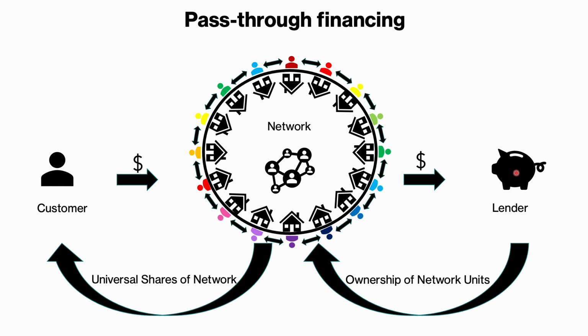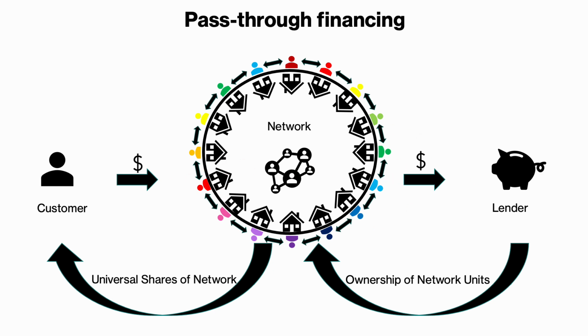Once they record the transaction and we see the reduction in principal, we issue shares of the network. The network gets the ownership stake, but then the customer gets universal shares of the network. So basically, as the network earns equity, it issues shares of the network to the customer. We take the money from the customer, give it to the lender. The network owns the properties, and then it passes on shares to the customer. So that's the whole concept of pass-through financing. It's an indirect method of financing.